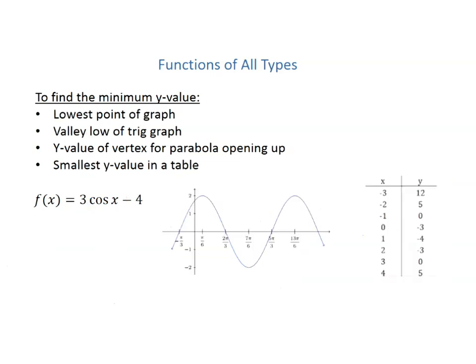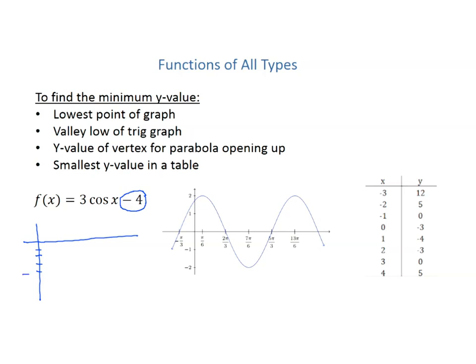All right, and lastly, we can take the same types of displays of data and we can find the minimum. The minimum y value will be the lowest point of the graph, the valley low of a trig graph, the y value of a vertex for a parabola, this time opening up, or the smallest y value in a table. So we're going to take this first one, and just like we did before, remember that this number is the midline.